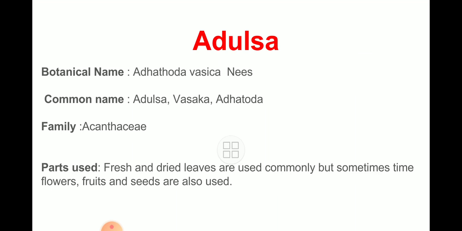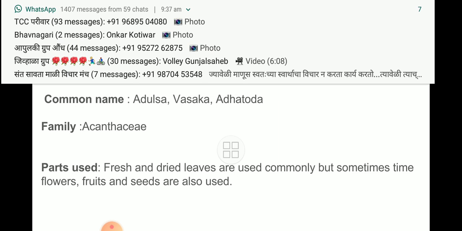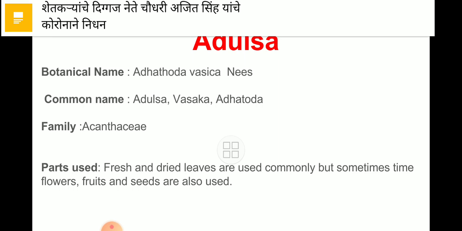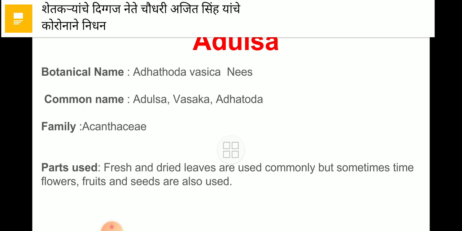Now, the common names are Adulsa, Vasaka, Adhatoda. These are the common names of this one. And this plant belongs to the family Acanthaceae. Keep in mind, this plant belongs to the family Acanthaceae. The parts of this plant which are very important from the medicinal point of view are the fresh and dried leaves, that you have to keep in mind. Fresh and dried leaves are used commonly, but sometimes flowers, fruits and seeds are also used.